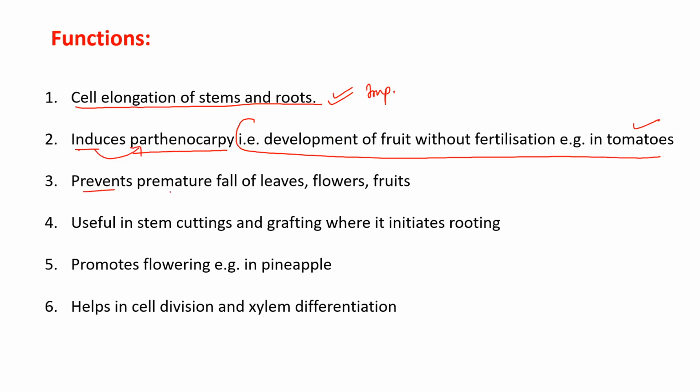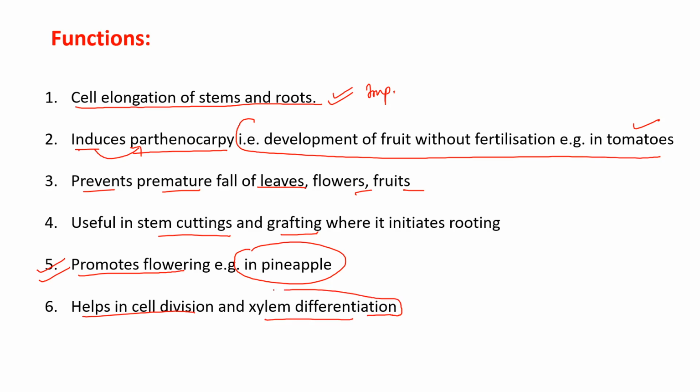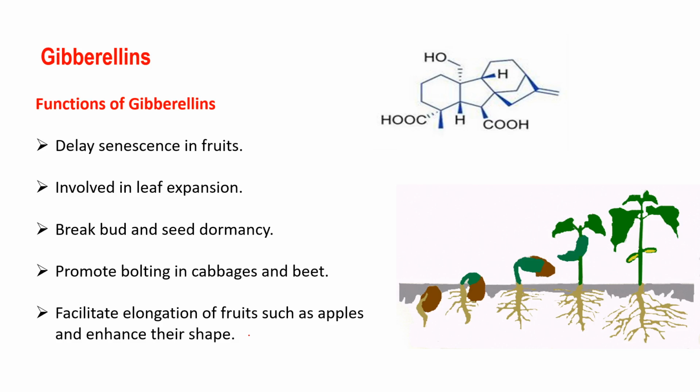They also prevent premature fall of leaves, flowers and fruits. They are useful in stem cutting and grafting. Okay, and they promote flowering. The best known example is in pineapple. Okay, they promote flowering. This is again an important point. And it helps in cell division and xylem differentiation, and this is the reason behind this point. Okay, so because of the cell division and xylem differentiation, the cells of the stem and root get elongated. Clear?